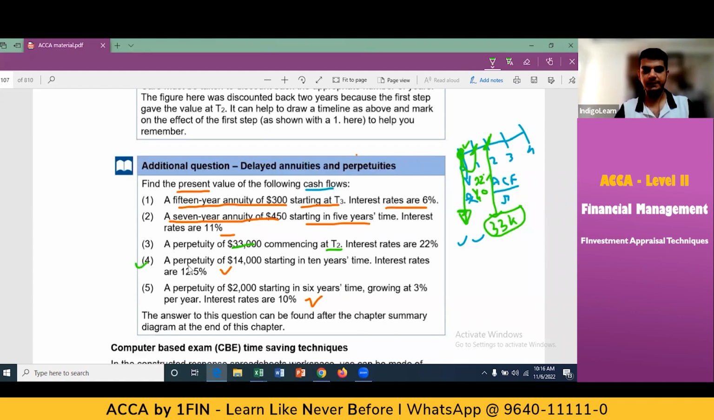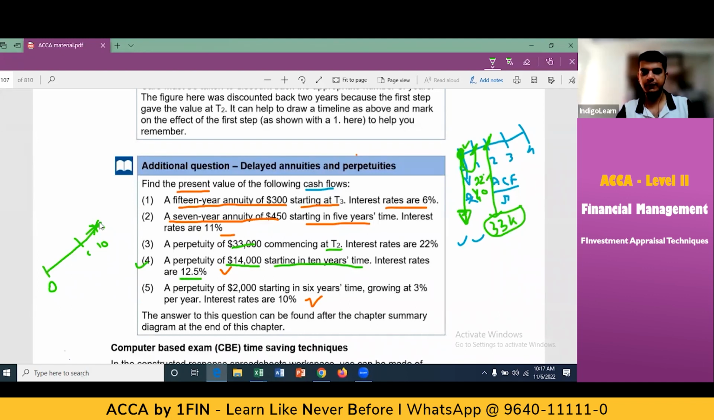Okay, so don't worry. A perpetuity of $14,000 starting in 10 years' time. So right now we are standing at year 0. The perpetuity will start from year 10. Okay. So you tell me, if I apply the present value factor here, the present value which I will get by using this annuity factor will be at year 10 beginning or year 9 end, or where will I get the present value by using the annuity factor? Just try once.